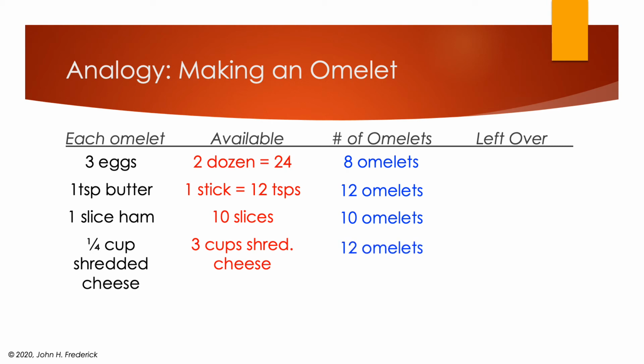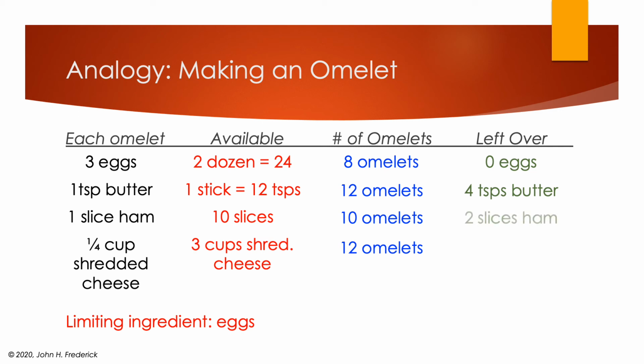So this is the total number of omelets I could make with each of these ingredients available, and I hope it's obvious that the limiting ingredient in this case is the eggs. I can only make 8 omelets with the eggs. I can make more than that with each of the others. Now, when I go to survey what's left over, I would find that I have no eggs left over if I've made 8 omelets. I've got about 4 teaspoons of butter left over. I've got 2 slices of ham, and I've got 1 cup of cheese left over. So the bottom line here is that the thing that was limiting how many omelets I could make was the thing that ran out first.